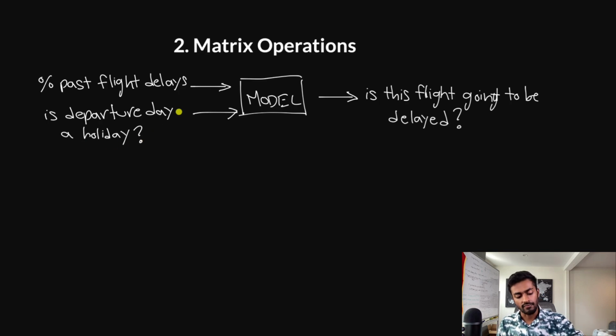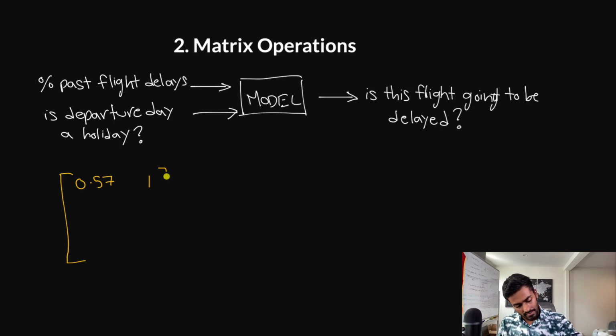Now, the training data for these features and this label can be stored in matrices. For example, let's create a matrix over here and say that there was one example of some Delta flight like 2 weeks ago. The number of past flight delays that it has is 57%. Let's write that as 0.57. And let's say that the day it had to depart was a Saturday, which was a holiday. So I'm going to represent that as 1.